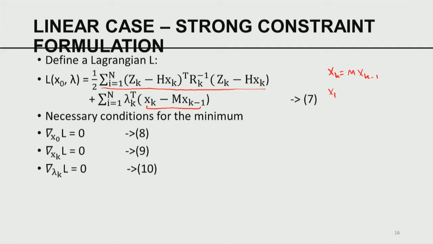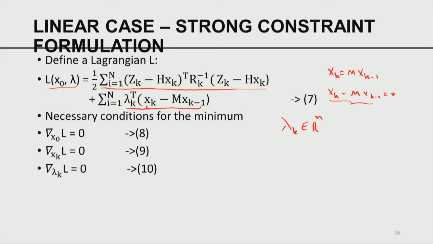I am going to rewrite this as x k minus M of x k minus 1 is equal to 0, that is a constraint. Now please remember, x k is a vector, M is a matrix, x k minus 1 is a vector, so the whole thing is a vector. This vector belongs to R n. So I am going to take the inner product of this vector with lambda k. Lambda k transpose times x k minus M of x k minus 1, that is the Lagrangian multiplier term. There is one such term for each k, summation from 1 to N. So lambdas are called the undetermined Lagrangian multipliers. Lambda k, they are all vectors in R n. So inner product, that is a scalar. This quadratic form, that is a scalar.